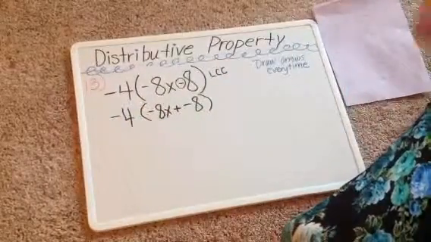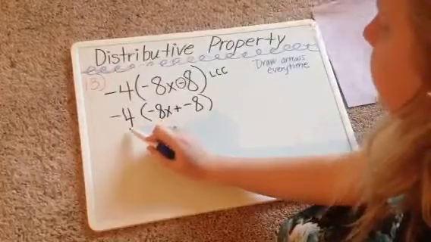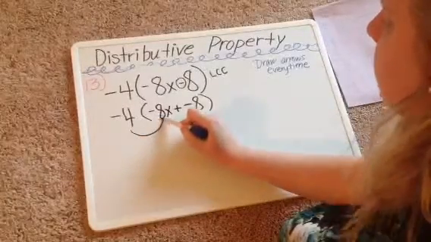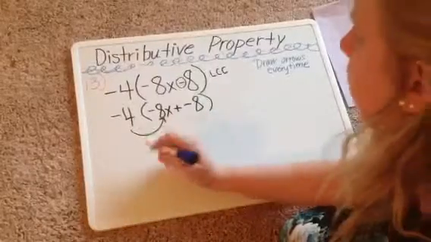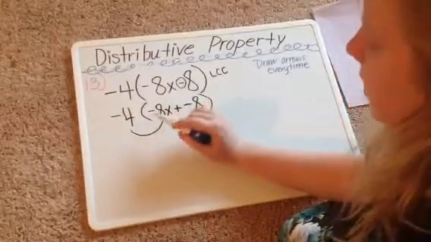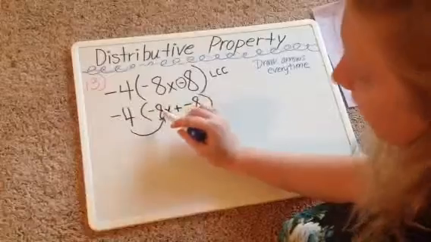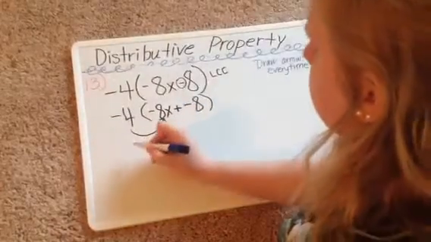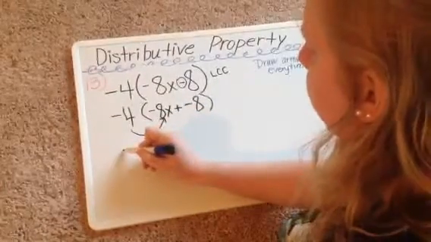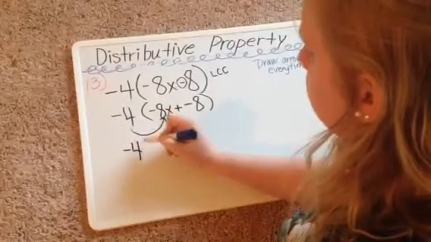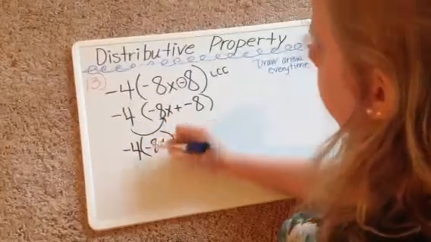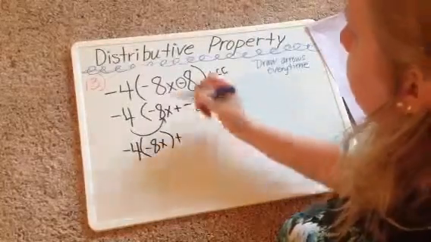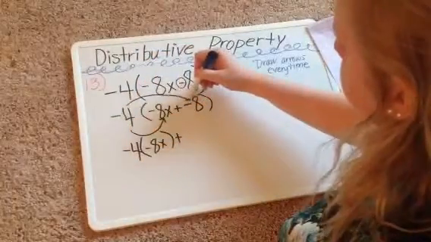Now we can start distributing. So we need to take this -4 and we need to distribute it. So here are the arrows that we have to draw. We're going to distribute that to that -8x. So a negative times a negative is going to be a positive. So we need to first write out that we're going to do this in our brain. So we're going to write out -4 minus 8x. We're going to keep going and keep distributing.